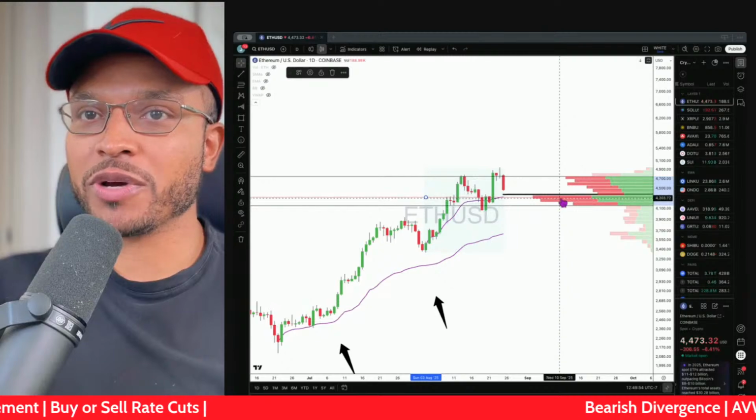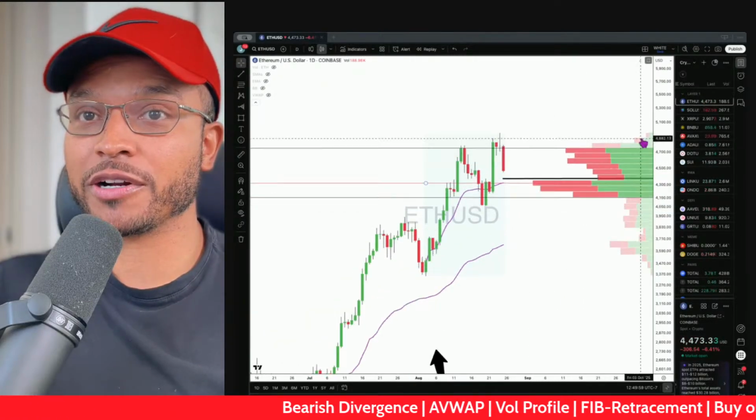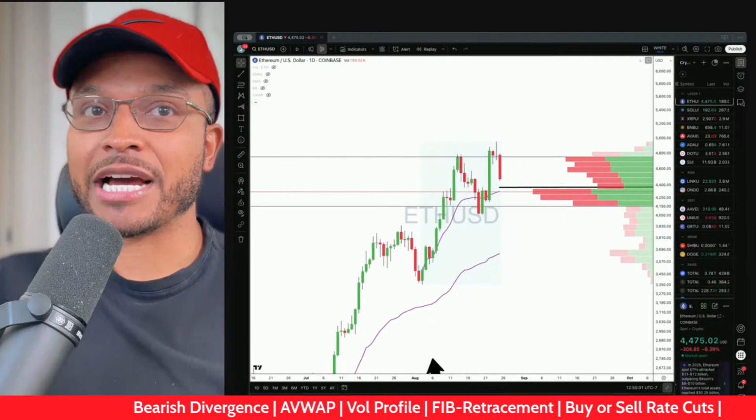Okay. So here we go. We got a lower limit around 43. This is where I think we're at, 4,300 for ETH. I think we're coming down to 4,300. Okay. So 4,300. Now next we have fib retracement.